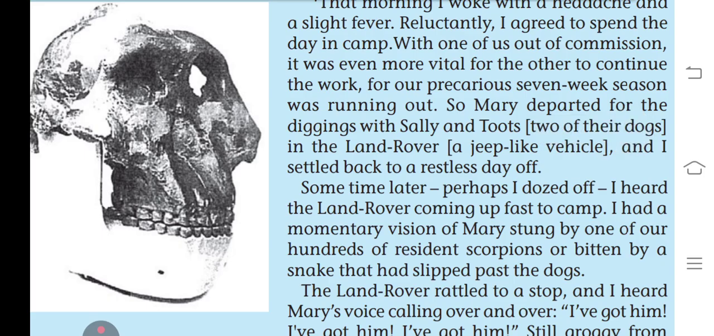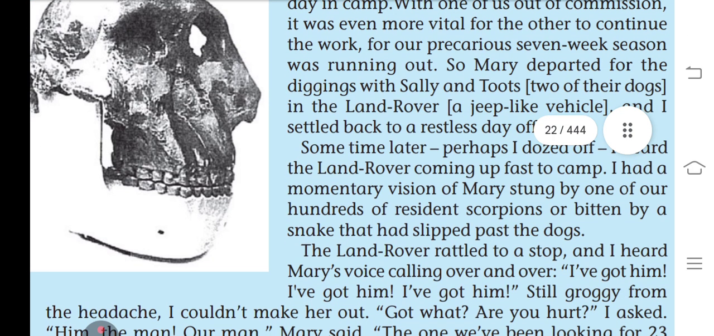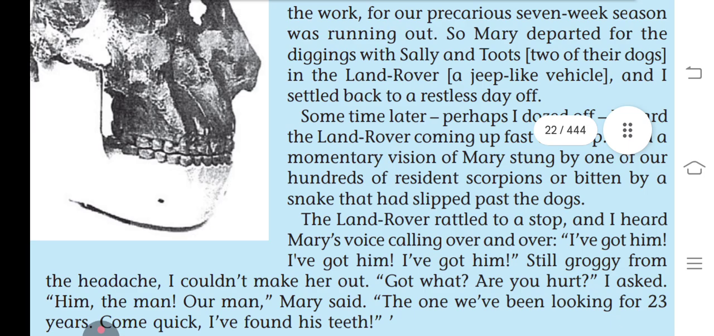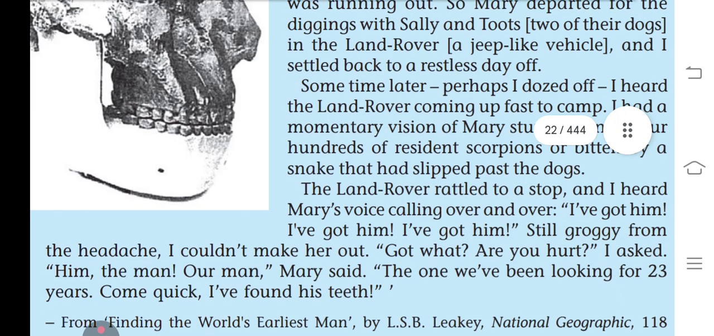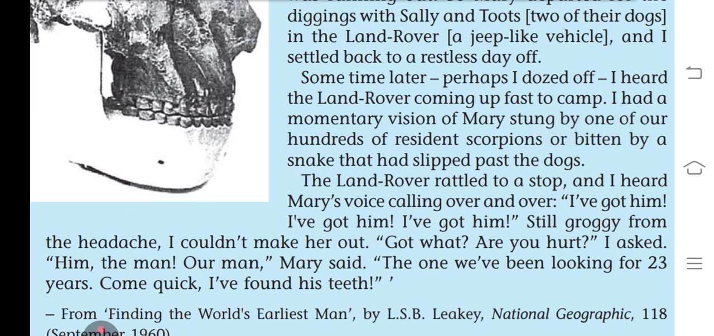was even more battle for the others to continue the work, and precarious, as the seven-week season was running out. So Mary departed for the diggings with the Dalmatians and tools, and two of their dogs in the Land Rover, a jeep-like vehicle.